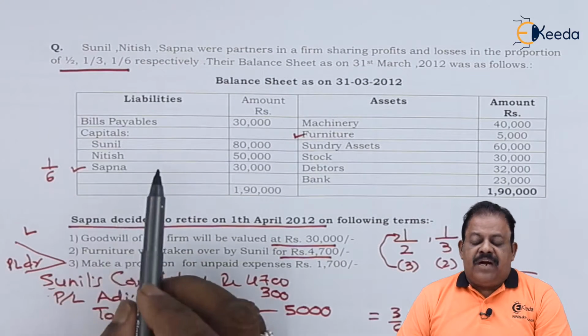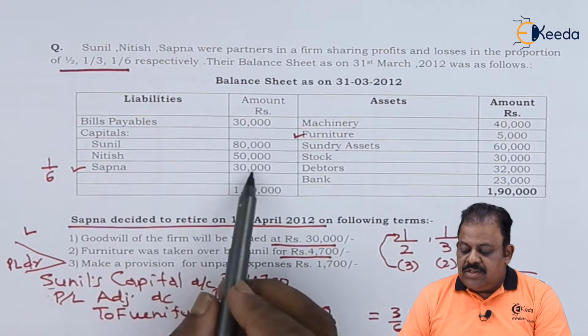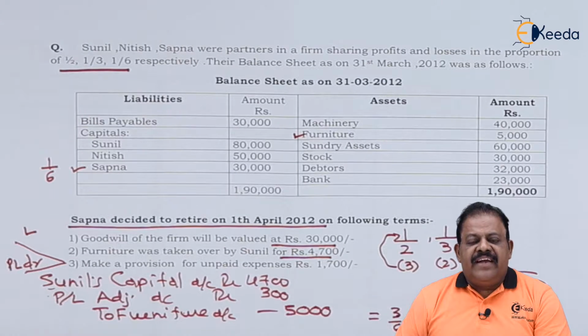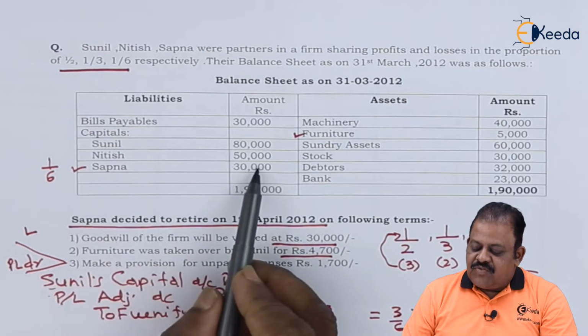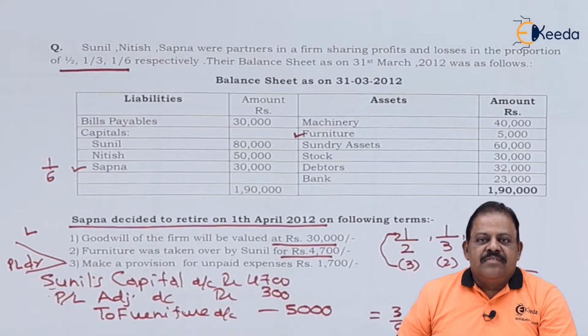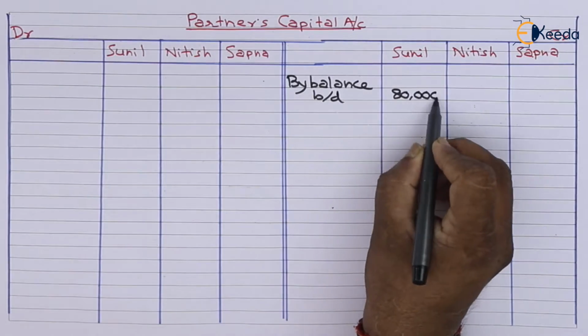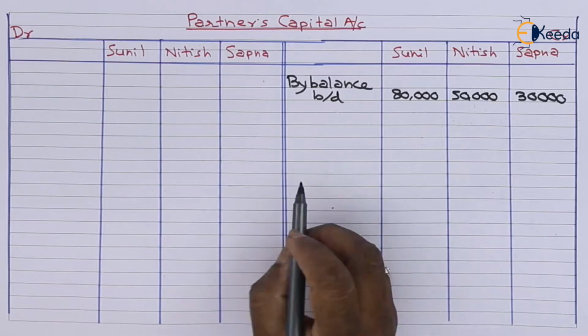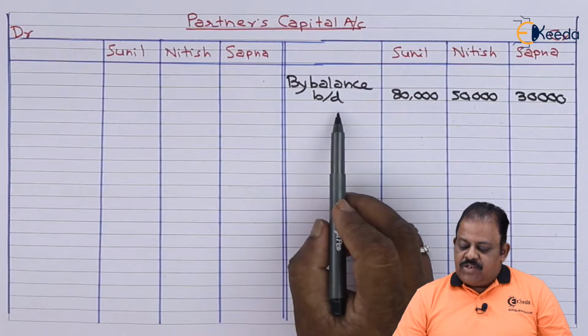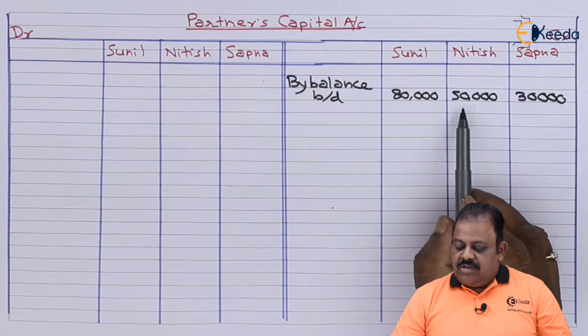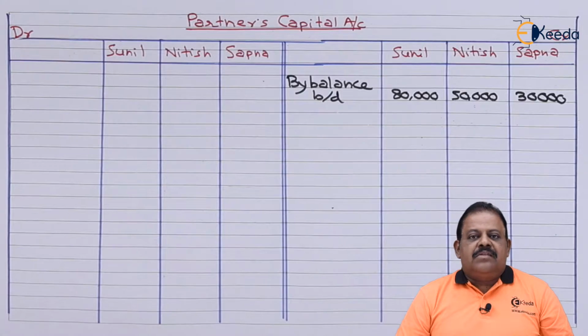Next, capital of partners, Sunil 80,000, Nitish 50,000, Sapna 30,000. This will be credited to partners capital account. Capital of Sunil 80,000, Nitish 50,000, Sapna 30,000 will be transferred to their respective capital accounts on credit side. Partners capital account, credit by balance brought down, Sunil 80,000, Nitish 50,000, Sapna 30,000.